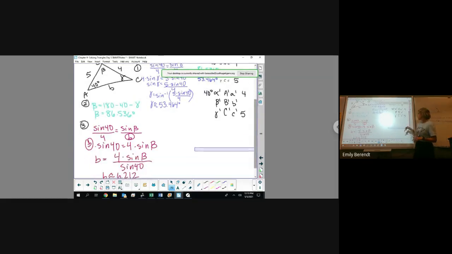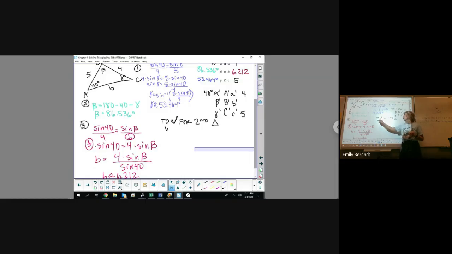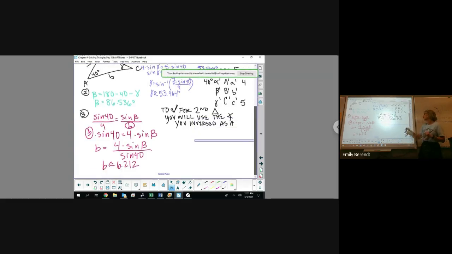So to check for the second triangle, you will use the angle you inversed as a reference angle.